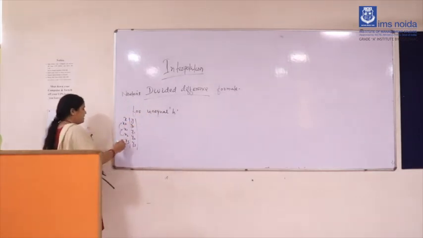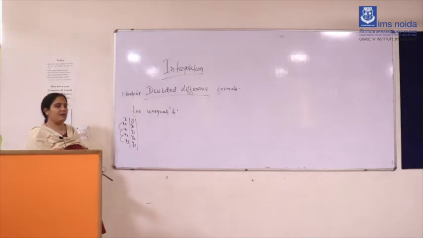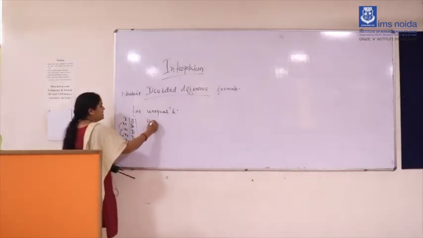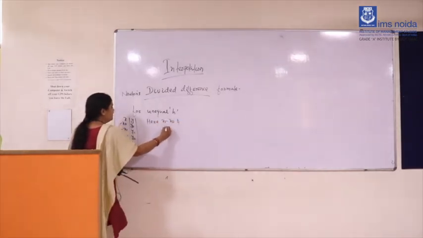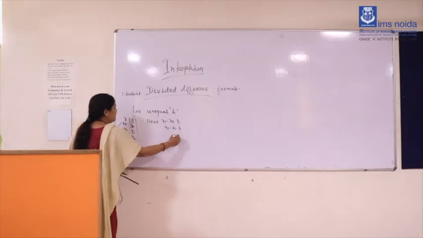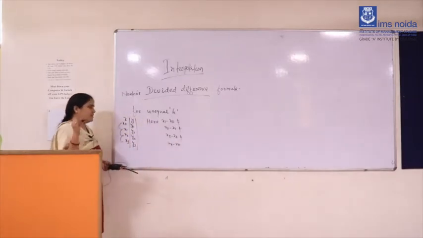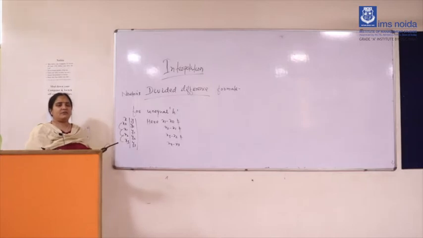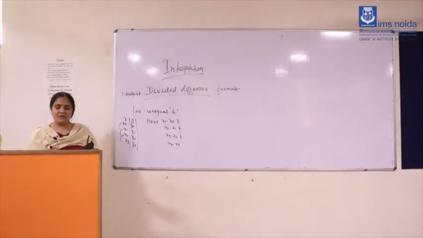So for unequal h, when applying Newton's divided difference formula, you can see x1 minus x0 is not equal to x2 minus x1, which is not equal to x3 minus x2, which is not equal to x4 minus x3, and so on. So h is distinct for each interval. That's why we are applying Newton's divided difference formula here.